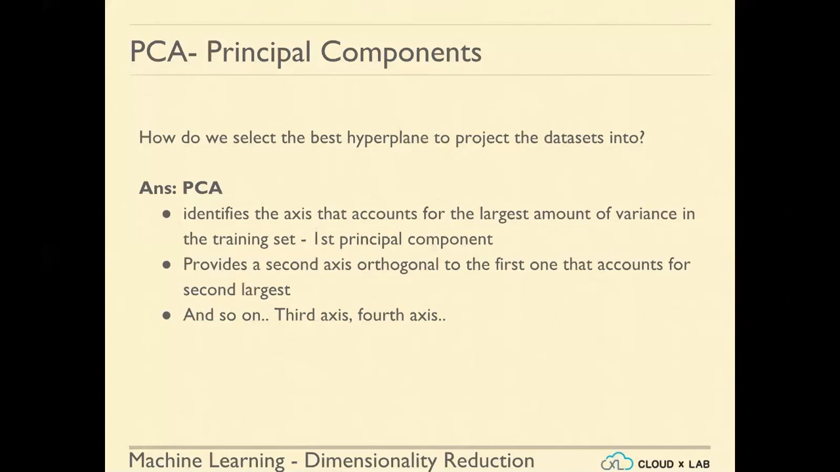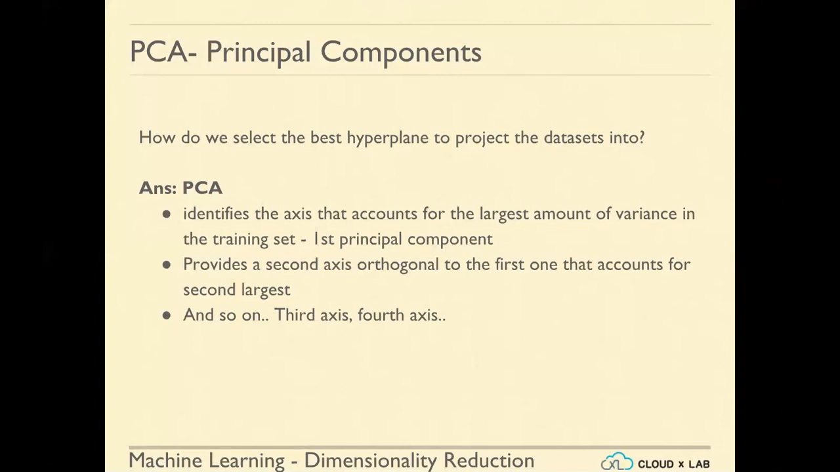Then the algorithm gives us the second axis, which is going to be orthogonal to the first one, right? There can be many orthogonal axes to one axis. There can be many y-axes, given an x-axis. Is this correct? Can there be many orthogonal axes to one particular axis?